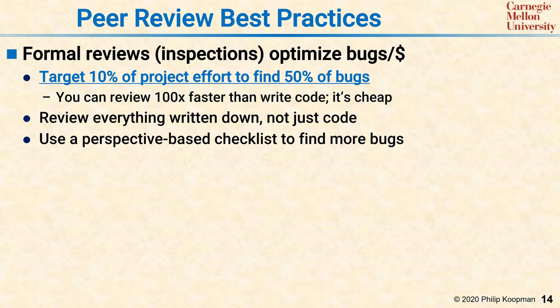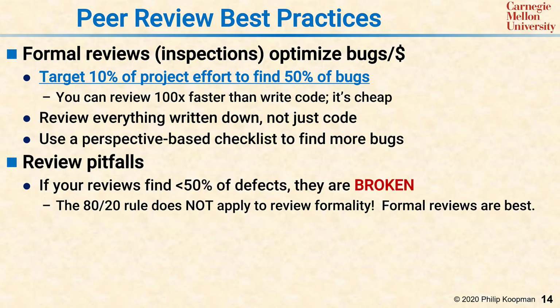The biggest pitfall in peer reviews is that engineering intuition thinks that informal reviews work fine. This is just incorrect. A way to measure this is to take enough data from reviews to see if they're finding more than half the defects. Generally, they should find about 2/3 of the defects. What we've seen is that informal reviews usually find less than half the defects, and in fact, usually find less than 10% of the defects. That means the reviews are broken.